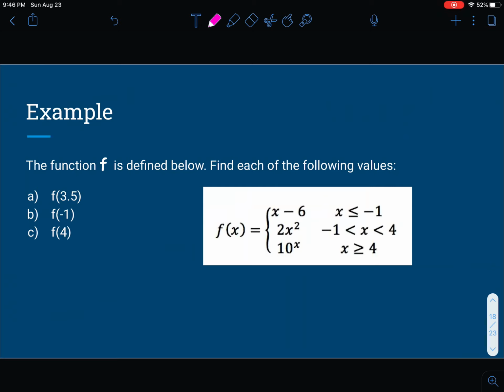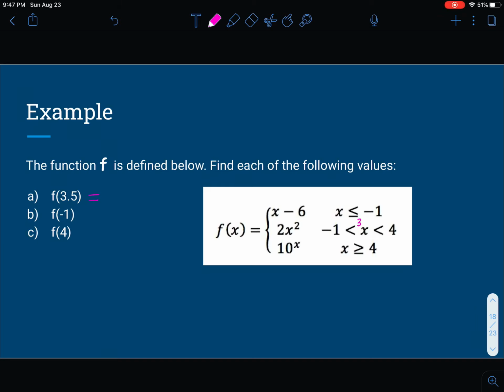So if we have these inputs, the big thing here is to find out where does that input live. So for f of 3.5, we want to look, hey, is 3.5 less than or equal to -1? I would put 3.5 here and say, hey, is that true? No, that's not true. So there's no way it can be in that first piece.